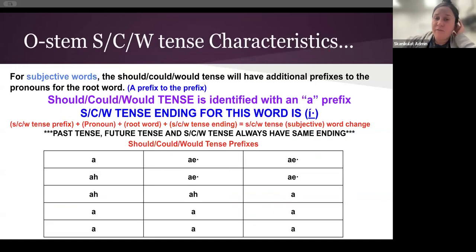So for subjective verbs, what are the tense prefixes? This is just to give you an idea of that. The should, could, or would tense will have additional prefixes.